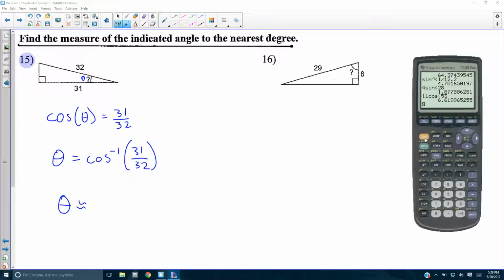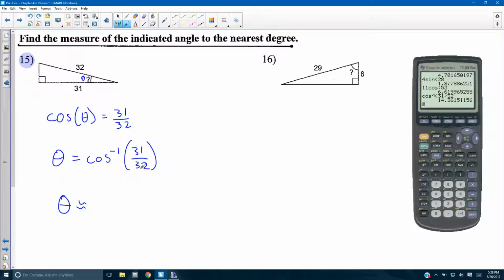So we'll do inverse cosine of 31 over 32. We land on 14.36 degrees. I trust it. Hey, at least it's less than 45, right? It's about 14 degrees, nearest degree. If I got 45 or more, now there's a red flag concern.